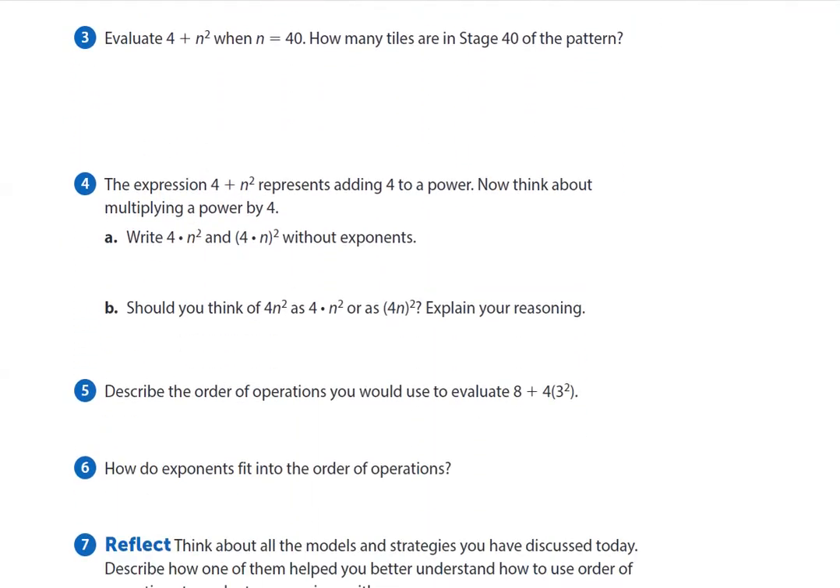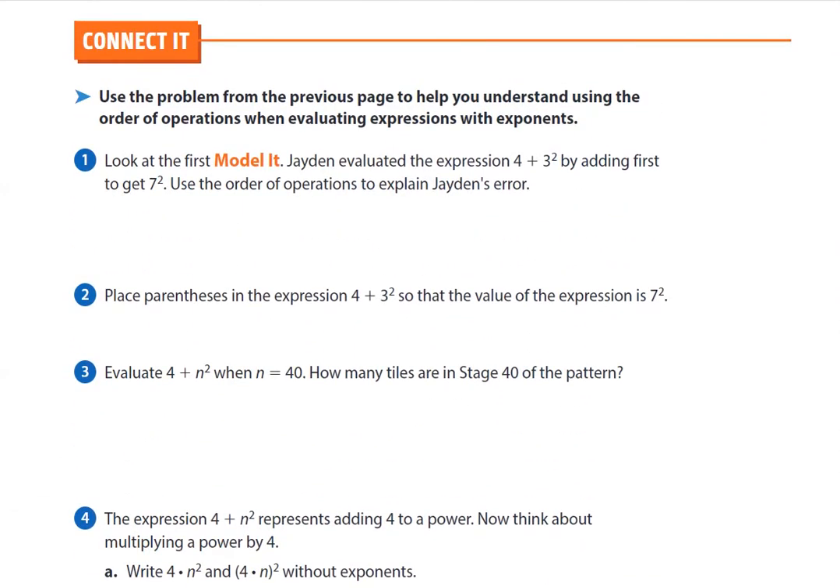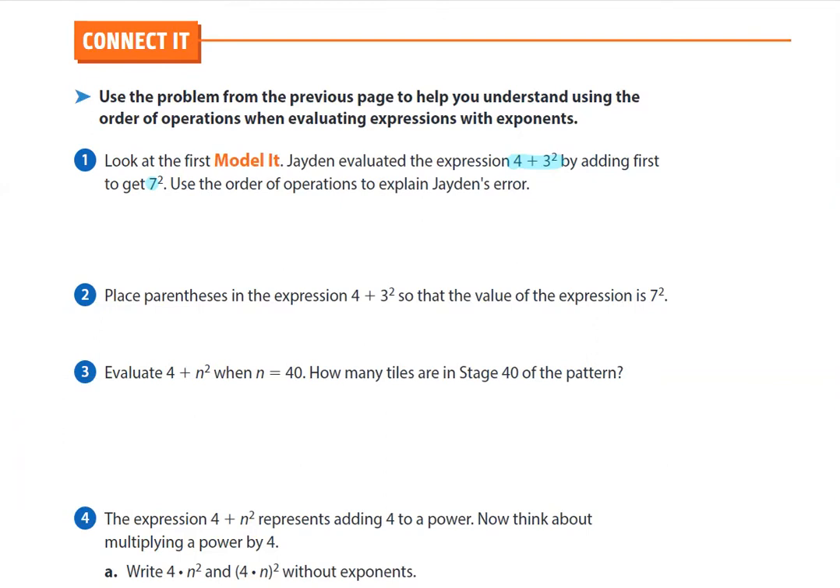So we are now on page 99. Let's analyze these model-its, shall we? Number 1 here, look at the first model-it. Jaden evaluated the expression 4 plus 3 squared by adding first to get 7 squared. Use the order of operations to explain Jaden's error. Well, let's put down the order of operations, shall we? I'll put it in big red letters. PEMDAS.